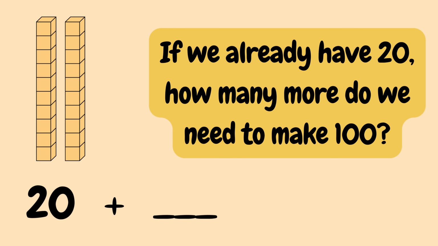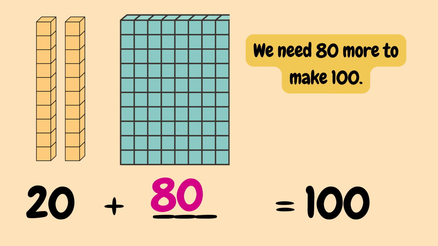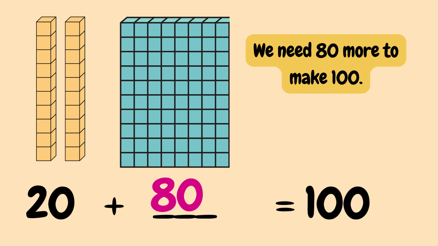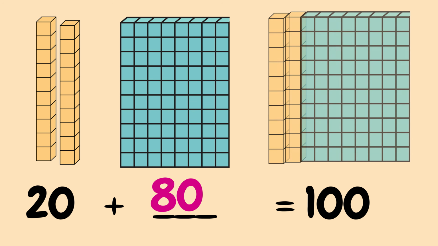If we already have 20, how many more do we need to make 100? We need 80 more to make 100. 20 plus 80 equals 100.